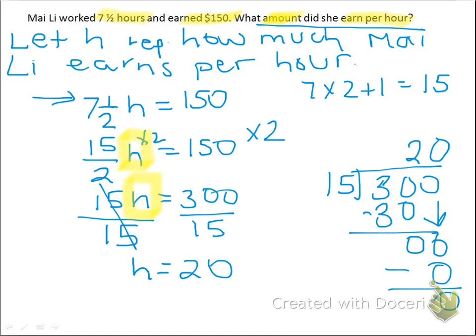And it's a word problem, so you need a word answer. Mai Lee earns $20 per hour.